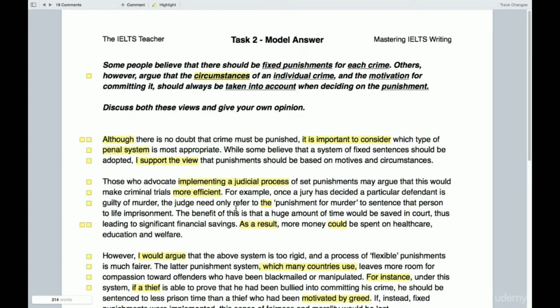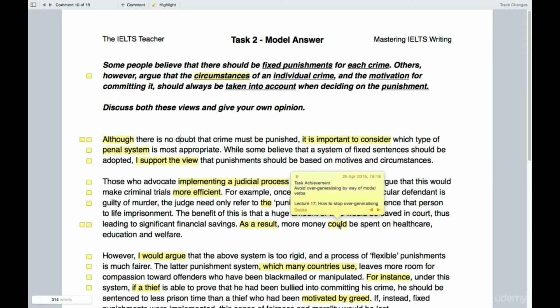The benefit of this is that a huge amount of time would be saved in court, thus leading to significant financial savings. As a result, more money could be spent on healthcare, education, and welfare. So as a result here is a very, very useful cohesive device that helps to link the previous sentence with that sentence. A range of cohesive devices must be used to address the requirements for Band 7 in Coherence and Cohesion. You can learn about cohesive devices and referencing in Lecture 13.